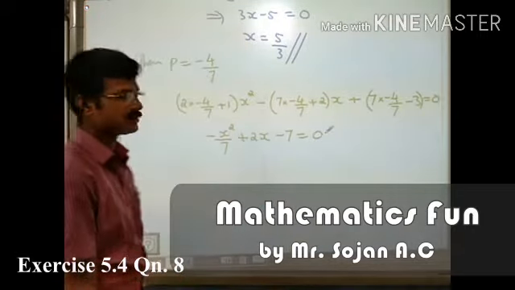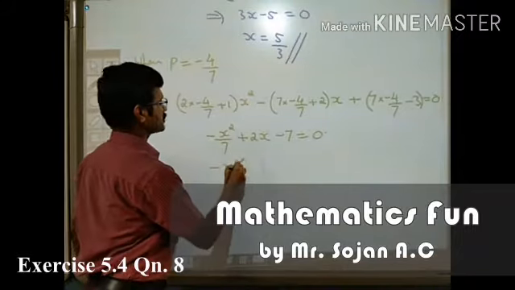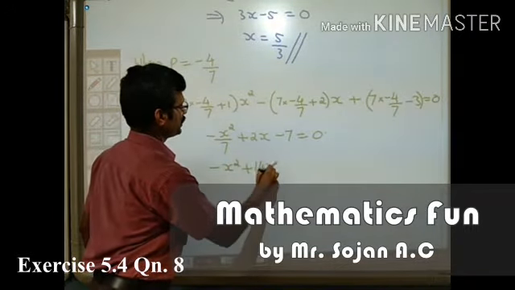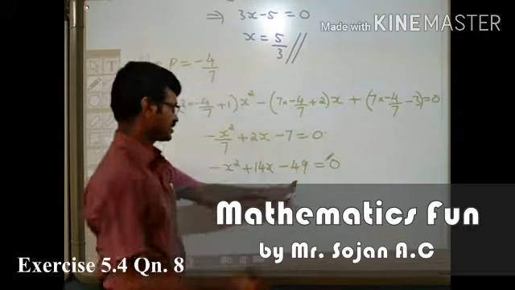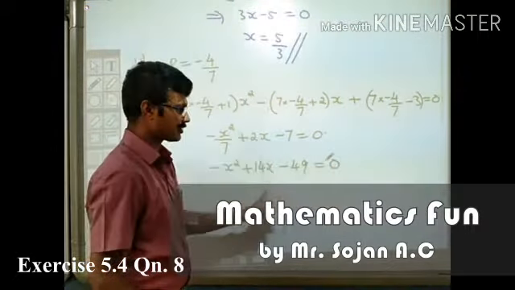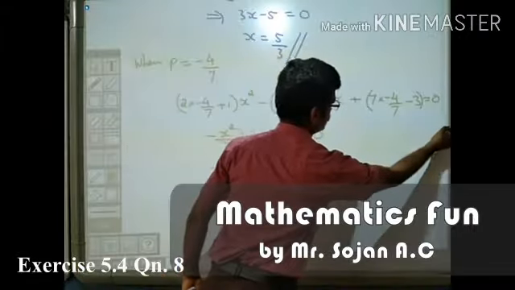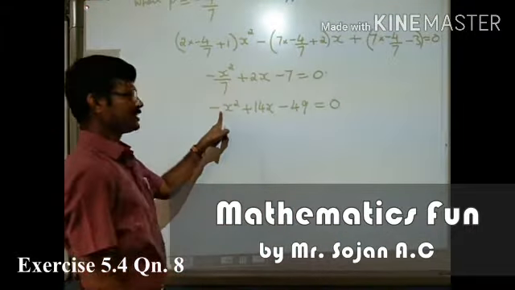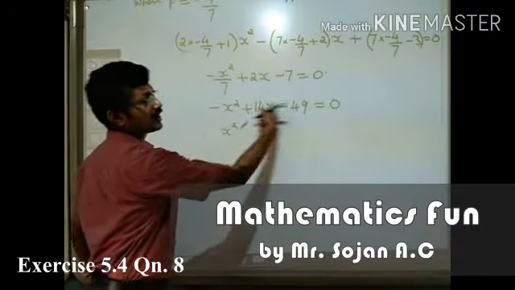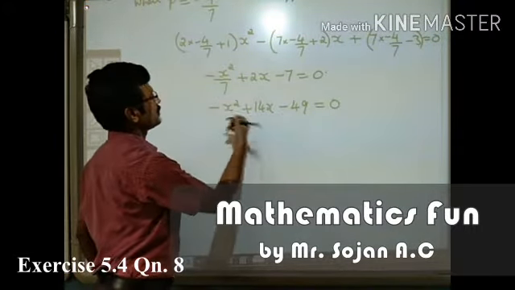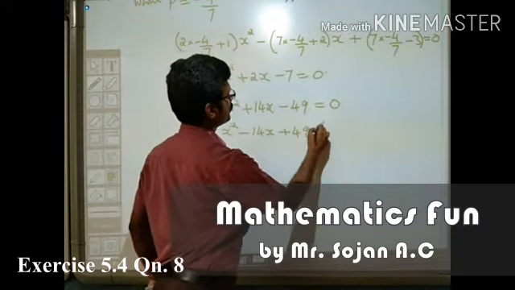is equal to 0. So here I am taking 7 LCM, so it becomes minus x square plus 14x minus 49, whole divided by 7, is equal to 0. I cross multiplied, so we will reach this step. Now this minus, better remove this minus. If I remove minus, it will be multiplied with the minus all over. So it is x square minus 14x plus 49 is equal to 0.